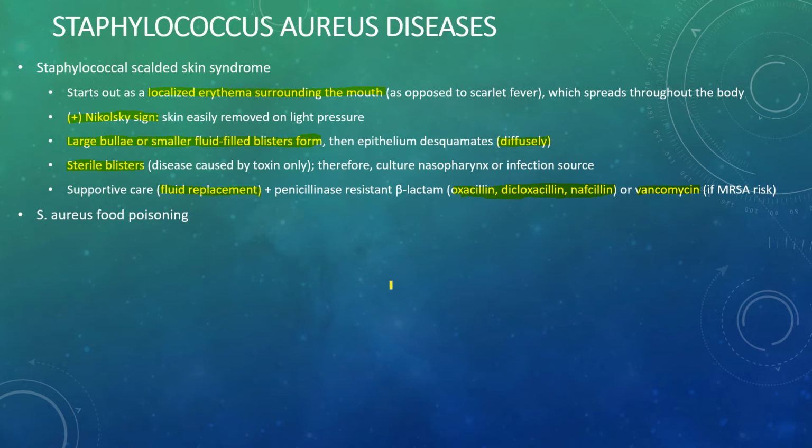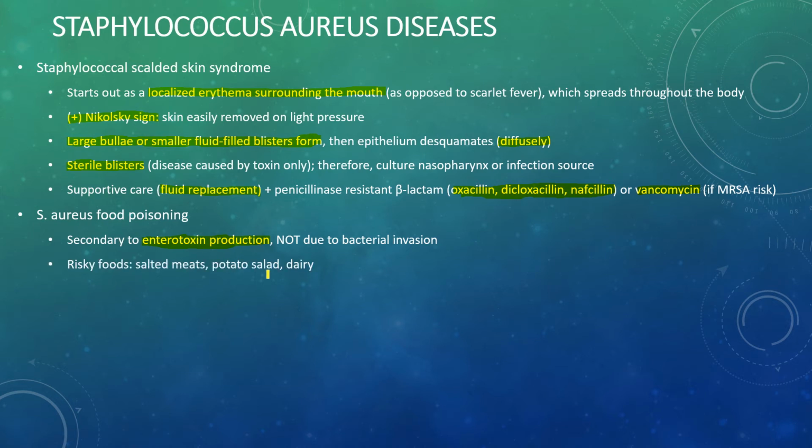Now we'll talk about the question that we had previously, Staphylococcus aureus food poisoning. So first thing is that it's due to enterotoxin production. It's not due to bacterial invasion. Just like scalded skin syndrome, the toxin is the one causing all of the problems here. So it's risky foods that you want to think about when you think of Staph aureus food poisoning. If there's a vignette with any of these foods, you should be suspicious. Salted meats, okay, beef, pork, potato salad, just like we saw on the previous page, and dairy. So dairy like the custard we saw in the sample question.